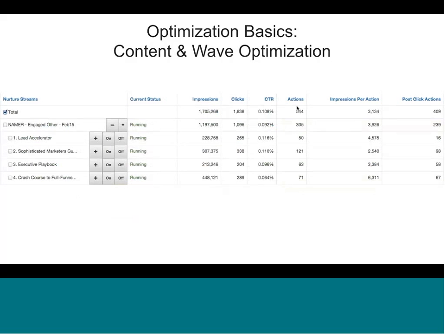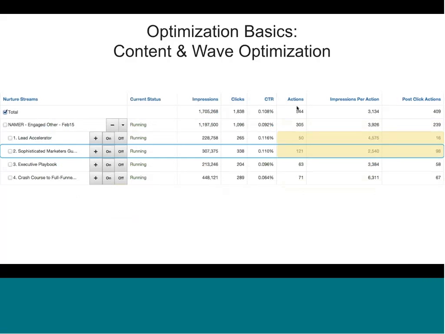So let's take a closer look at this nurture stream. Again, we're going to look at impressions per action, and we're going to see what are the waves within this nurture stream that are less efficient. Okay, so this is actually looking at what's most efficient. Sophisticated Marketer's Guide, really low impressions per action, that's good. We definitely don't want to touch that.